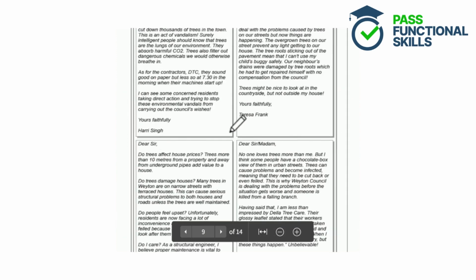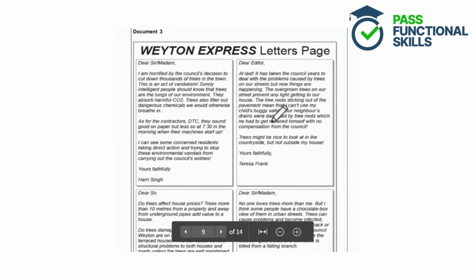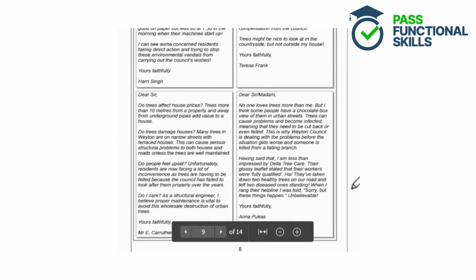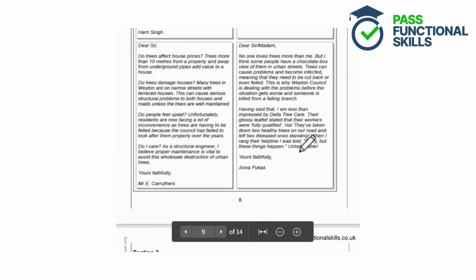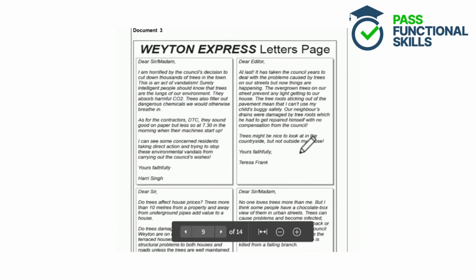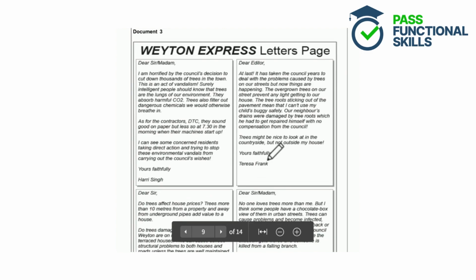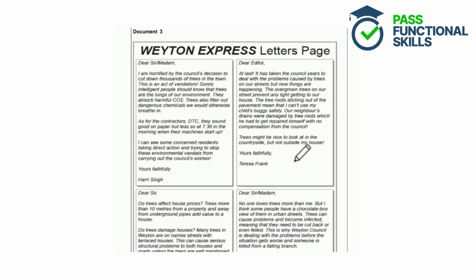So let's scroll up to the source. We can see on the source we've got 4 different letters, and we need to look for Theresa Frank. We can see that that is here. So yours faithfully, Theresa Frank. And we can see that this is quite a frustrated letter. She doesn't seem very happy. She's saying it has taken the council years to deal with the problems caused by trees on our streets. She seems a little bit frustrated with how long it's taken them.